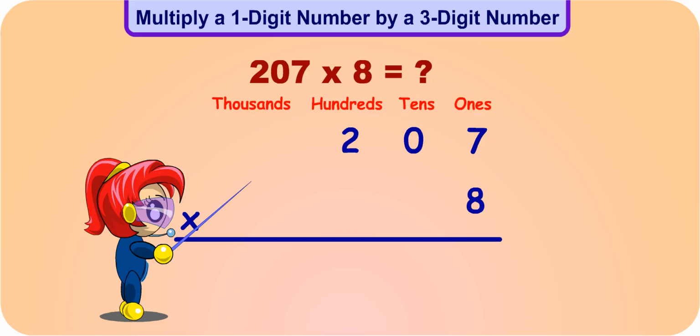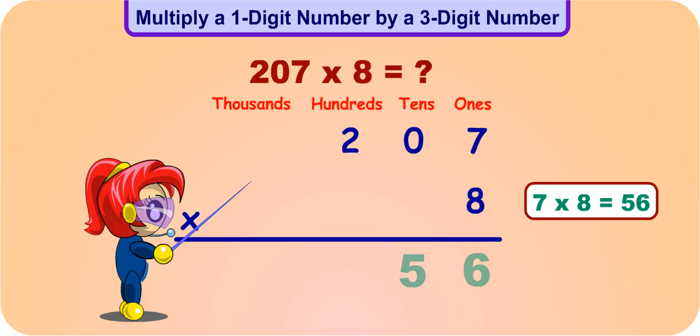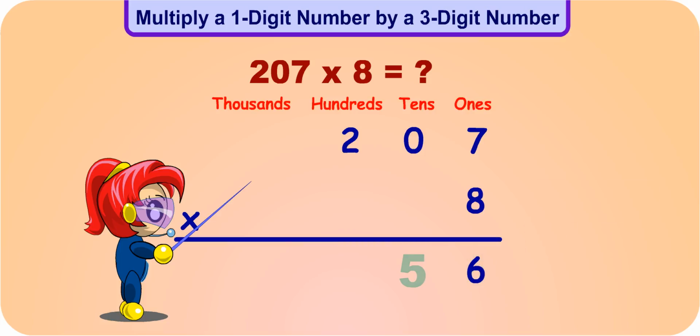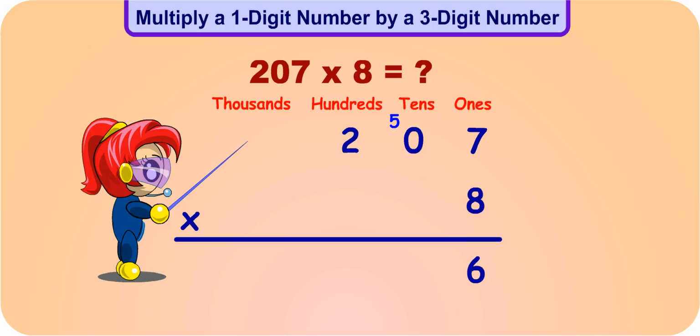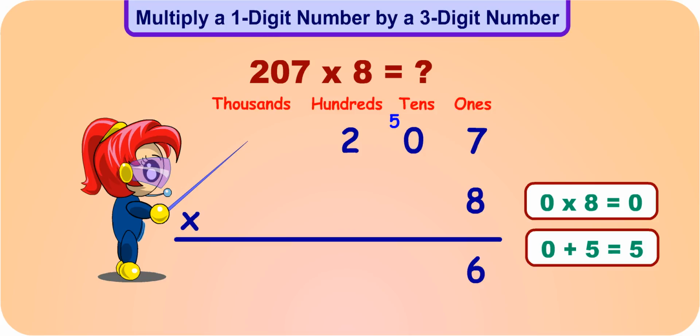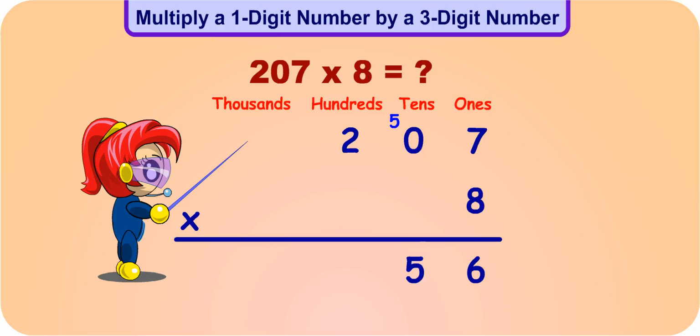First, I multiply the ones by 8. 7 ones times 8 is 56 ones. I write 6 in the ones place and carry 5 tens over to the tens place. Next, I multiply the tens by 8. 0 times 8 is 0. 0 tens plus 5 tens is 5 tens. I write 5 in the tens place.